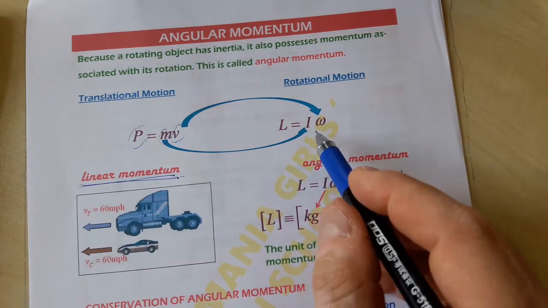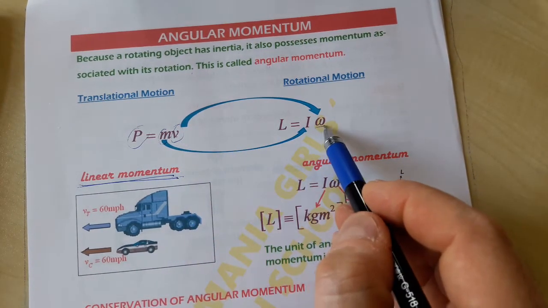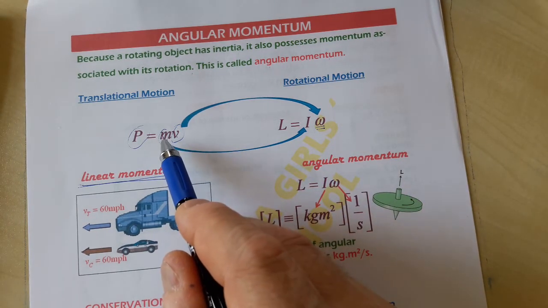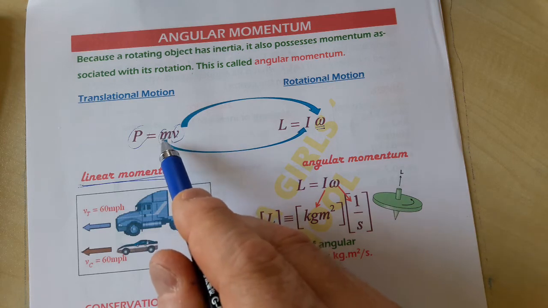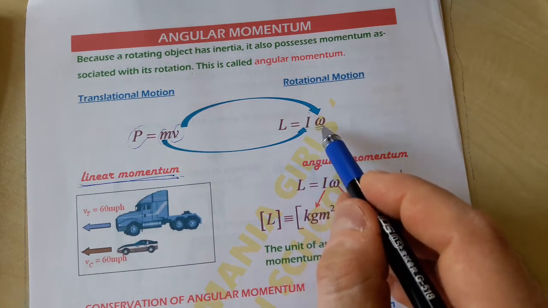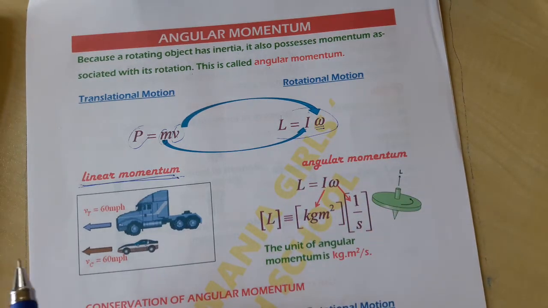In rotational motion, the object is not moving with a speed, it's rotating with an angular speed of omega. The rotational analog of mass is moment of inertia. If you multiply moment of inertia with the angular speed, you will calculate the angular momentum of this object.